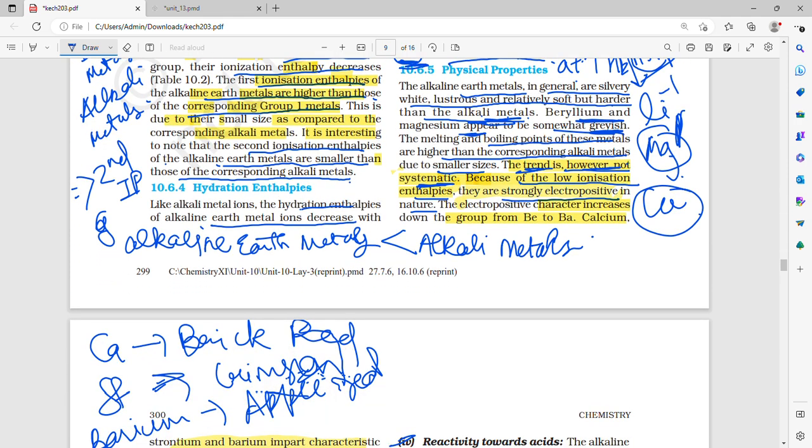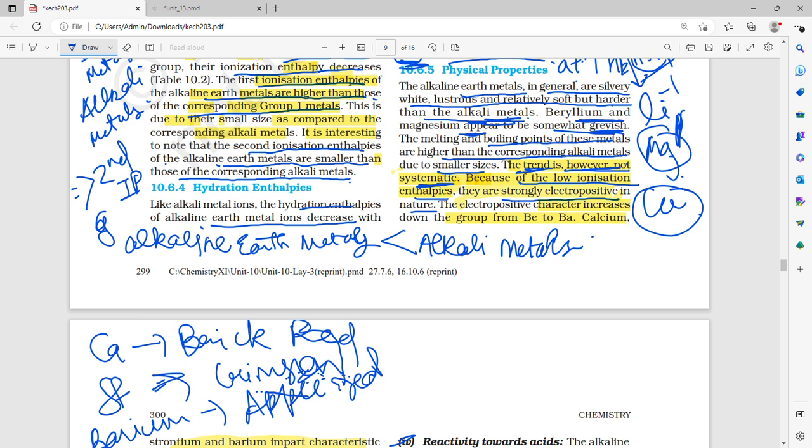Physical properties. Alkaline earth metals are generally silvery white, lustrous and relatively soft, but they are harder than alkali metals. Beryllium and magnesium appear to be somewhat grayish. The melting and boiling points of the alkaline earth metals are greater than those of alkali metals. Why? Because of their smaller size, and the trend is however not systematic.